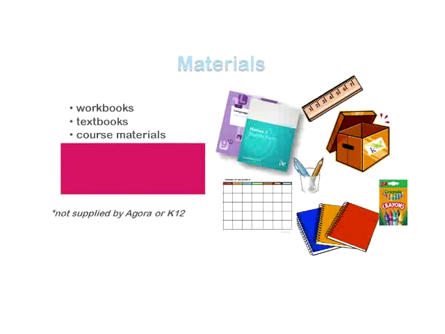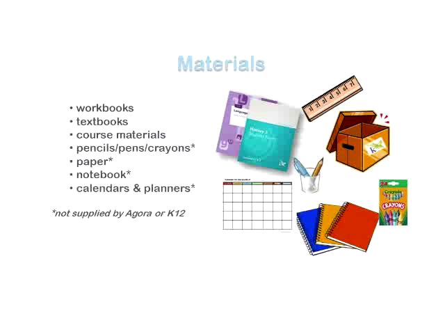In that workspace, though, you should have workbooks and textbooks and course materials, maybe some pencils or pens or a ruler, crayons, maybe even a globe if you got one with your history course. You know, sometimes the younger grades get some blow-up globes. Here are some materials that are not necessarily supplied by K-12, those pencils, pens, or crayons.